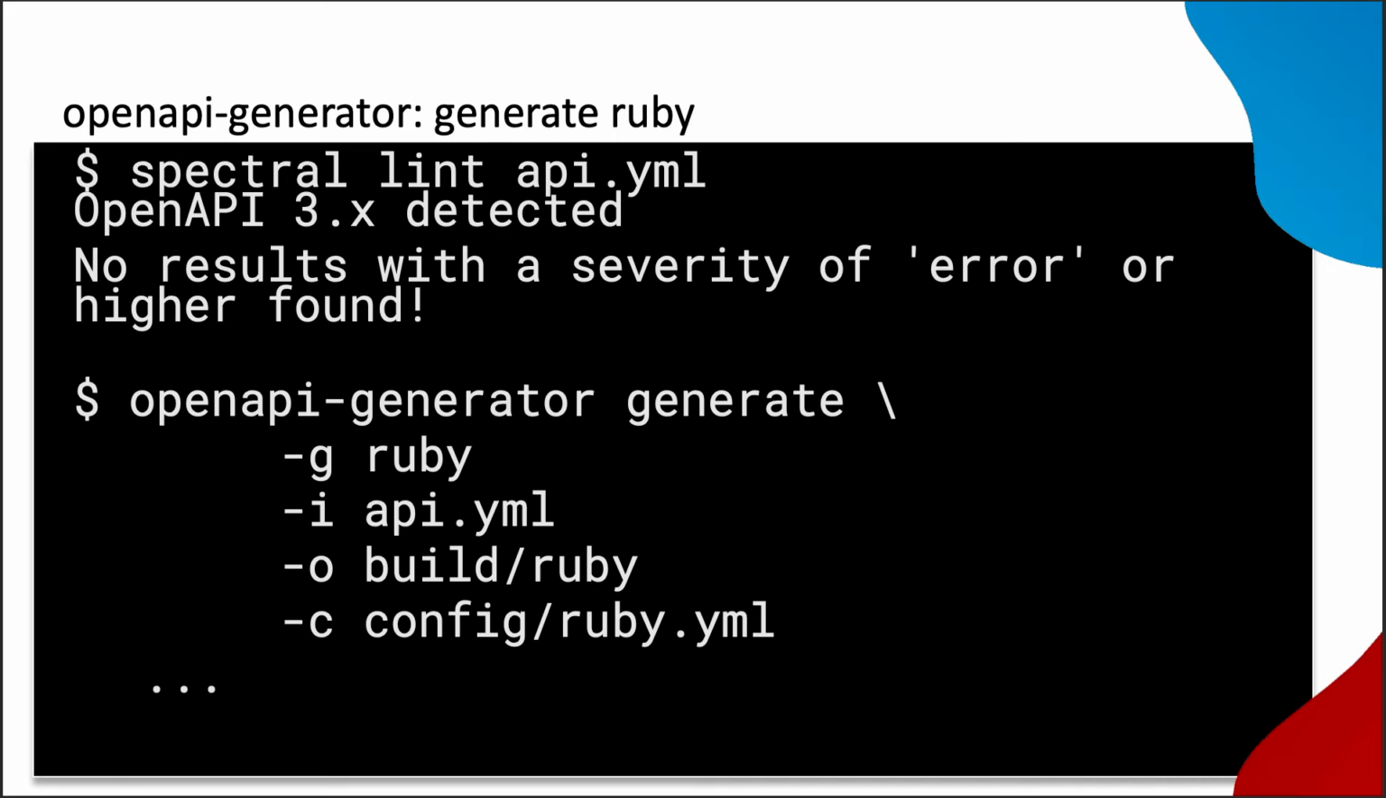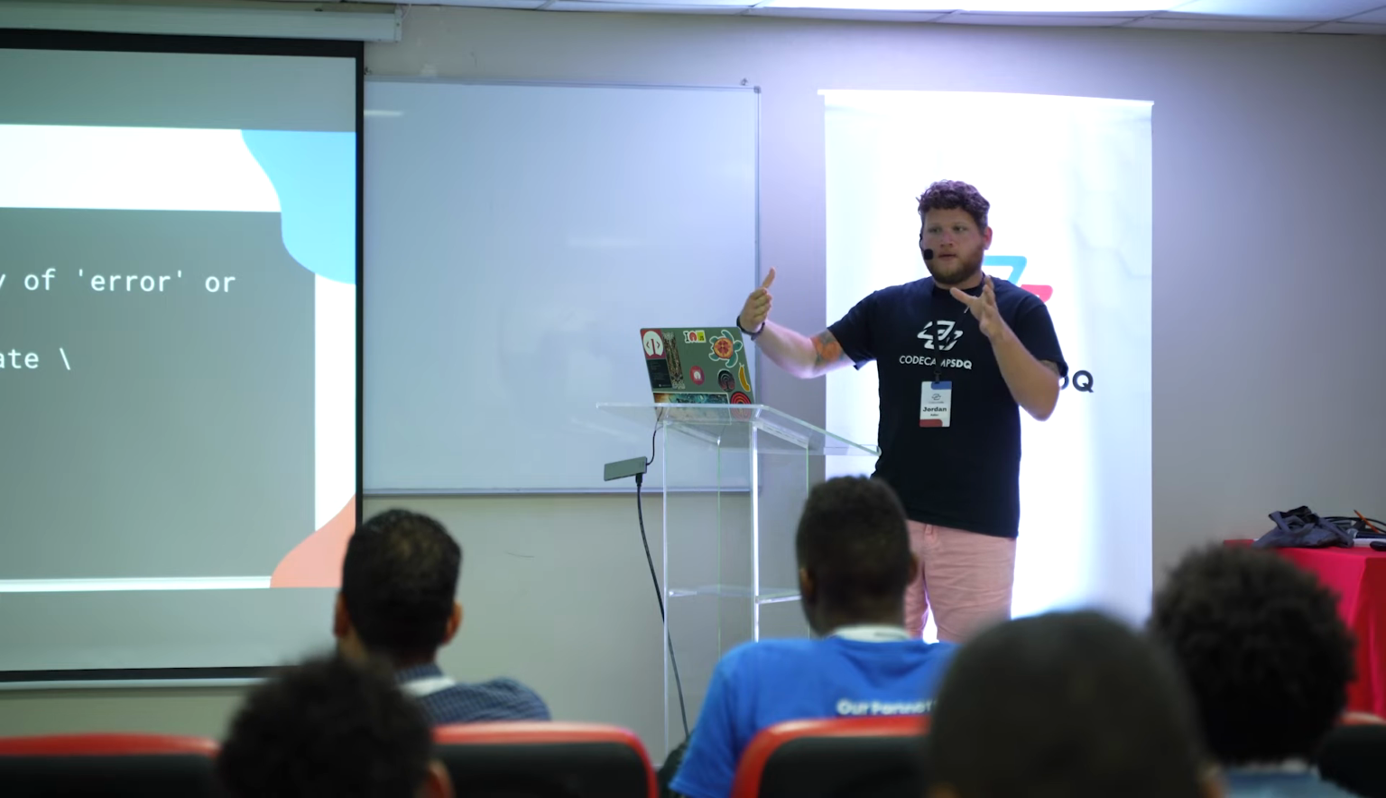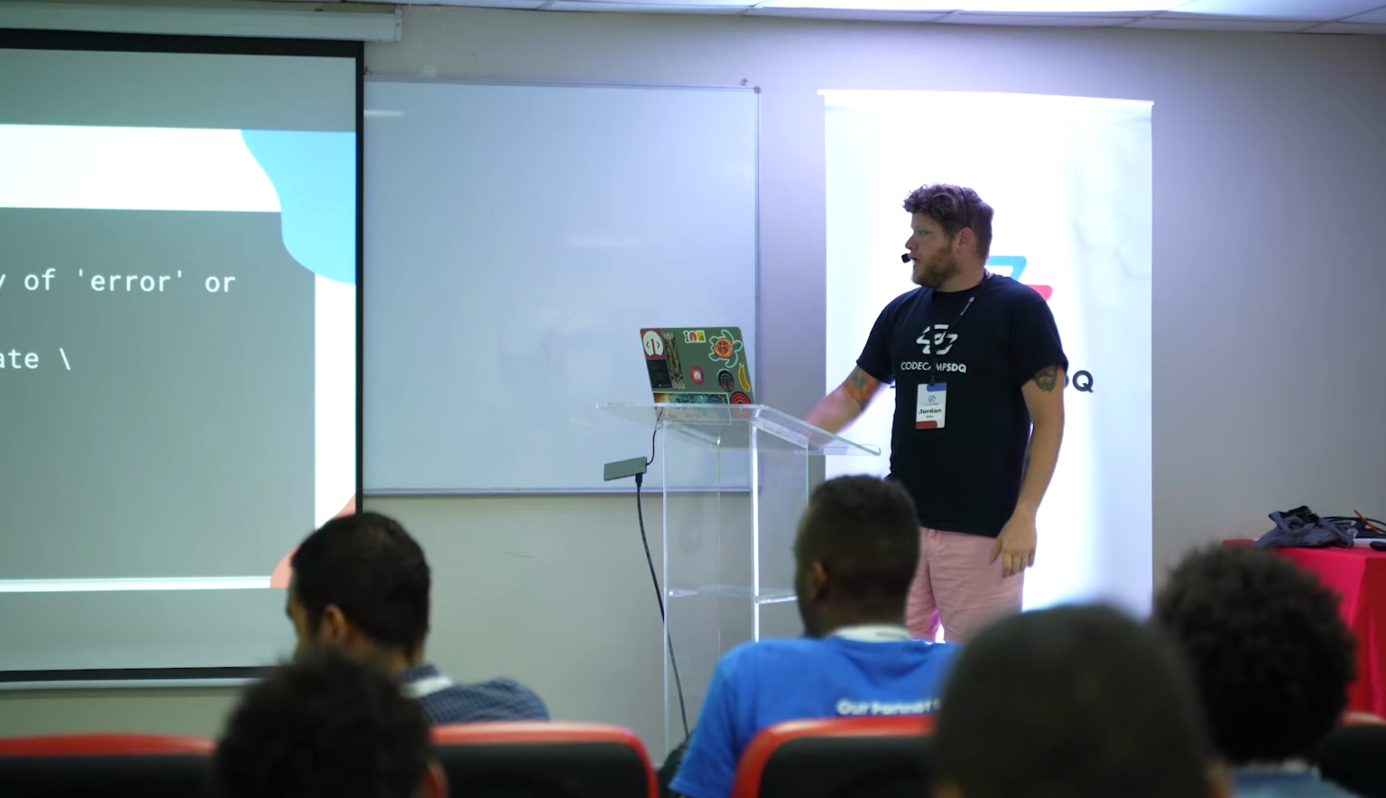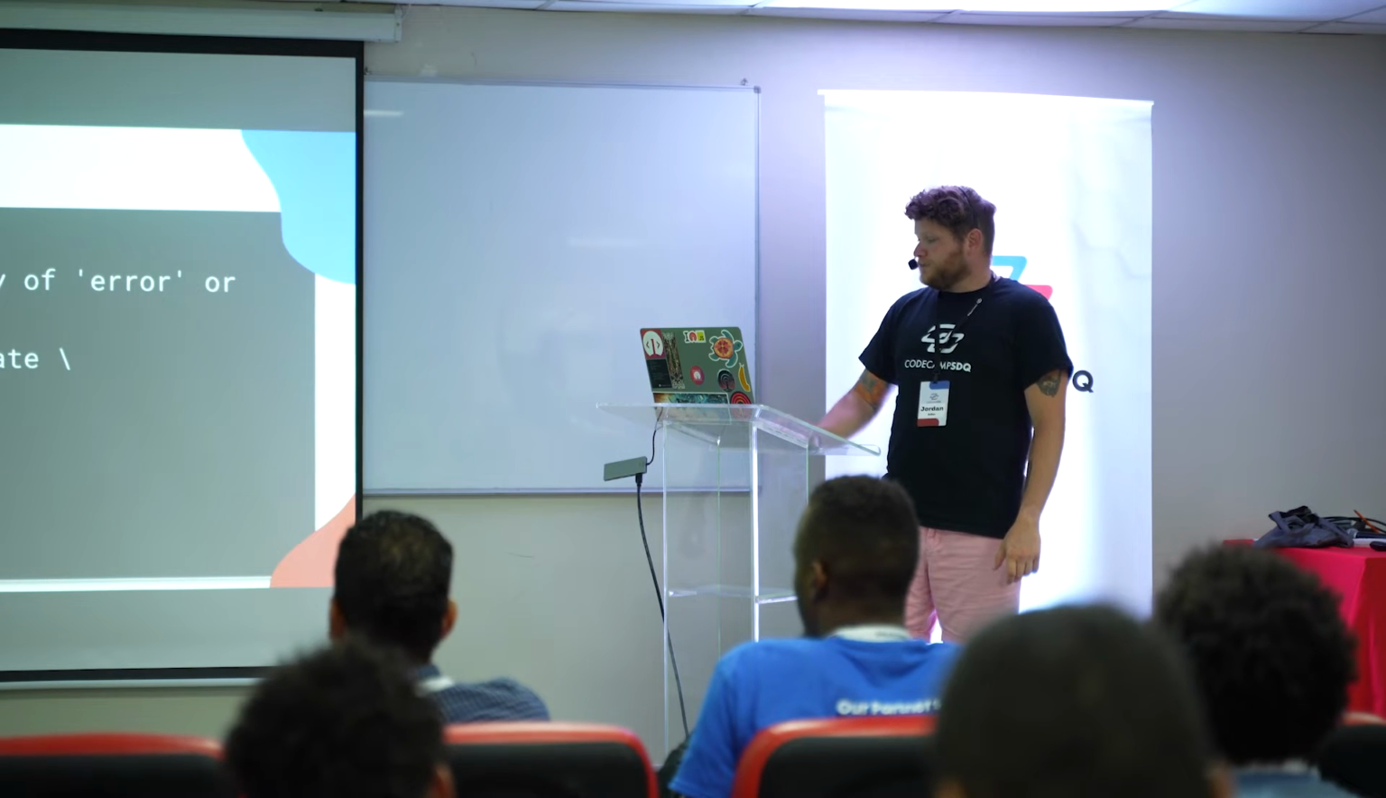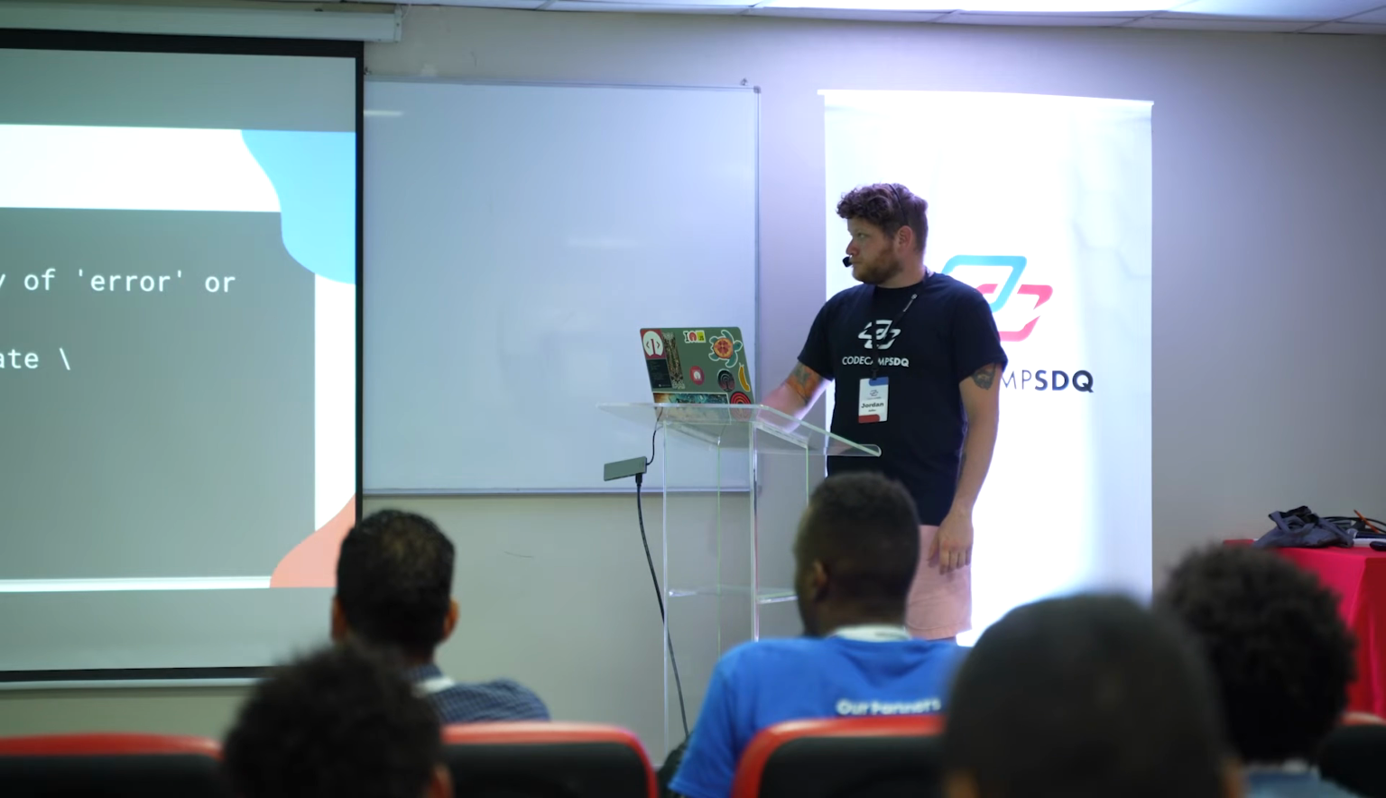So we call OpenAPI generator with the generate function. We specify the generator type, which in this case is Ruby. Our input API YAML file. We specify our output directory, so build Ruby is where the output files are going to go. And then we have the config file, which I'll get into in a second.